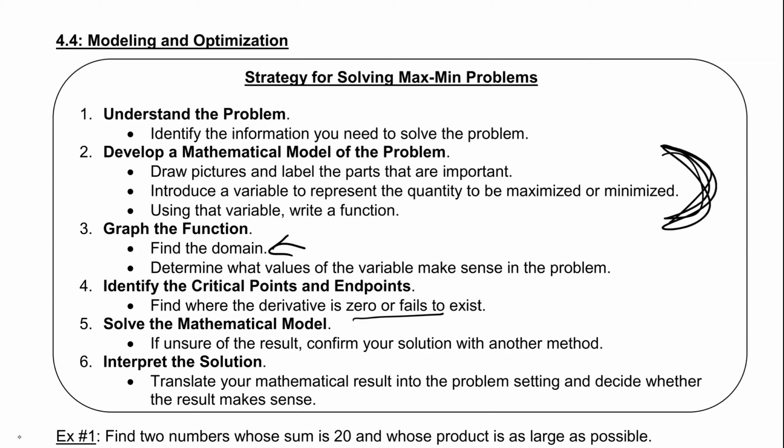For example, length can't be negative. So interpret the solution. Use the DIMS test. Does it make sense? That's the DIMS test. At the end, you just have to make sure it makes sense.